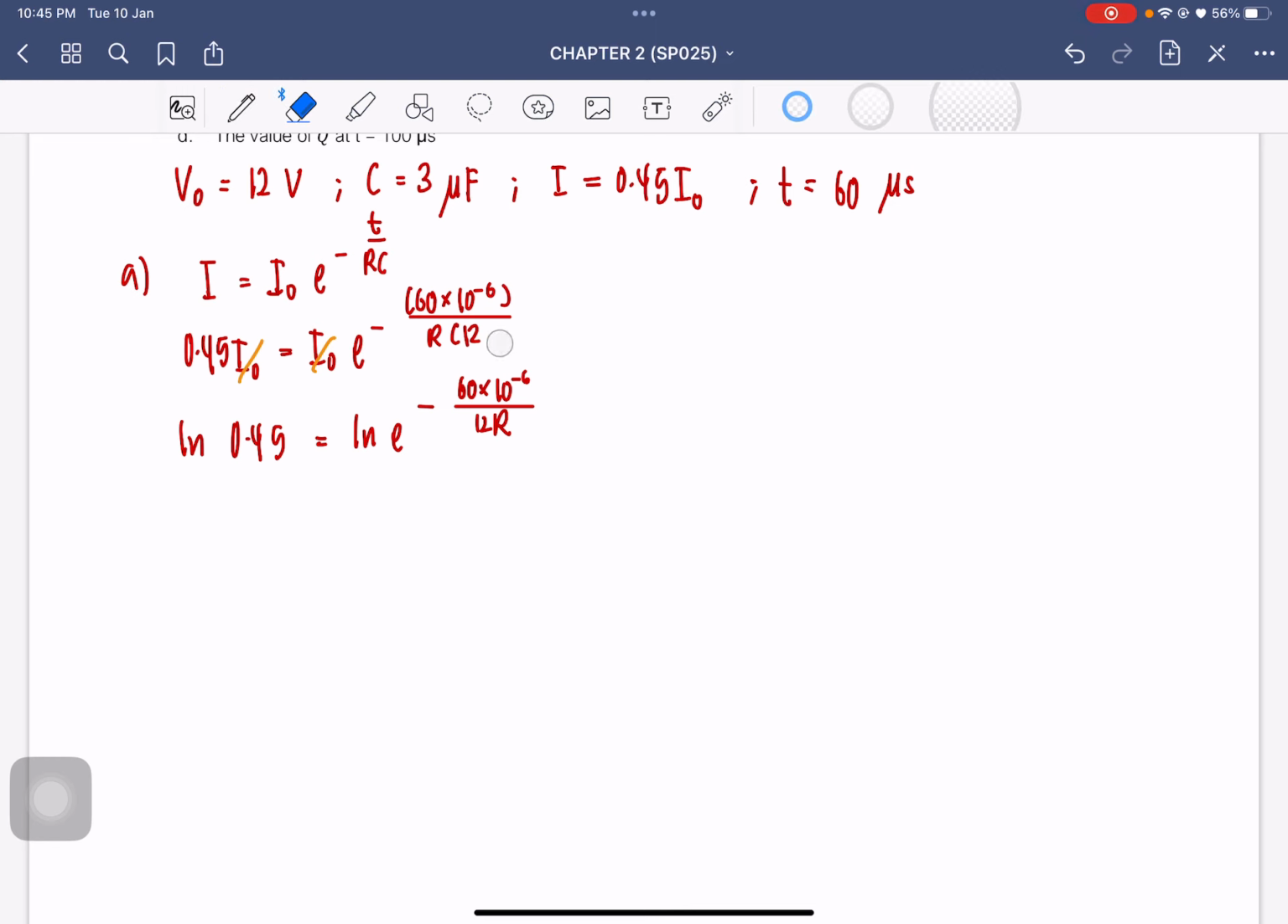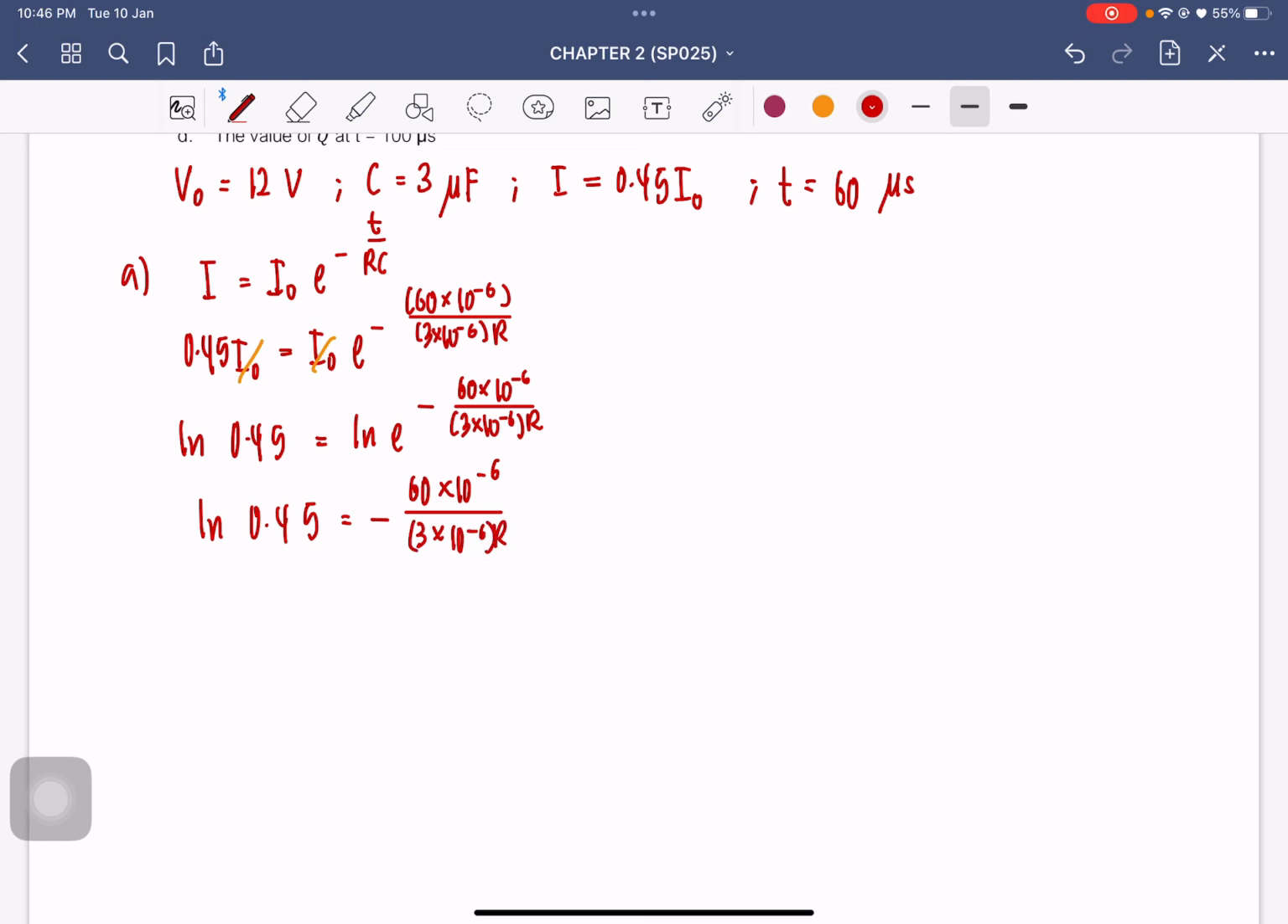C lah. Sorry, everybody. It's not volt, it's asking about C. C is 3 micro. So that is 3 times 10 negative 6 R. And then this is 3 times 10 negative 6 R as well. Okay, so ln e is equal to 1. So it's gonna be negative 60 times 10 negative 6 over 3 times 10 negative 6 R. Okay, so kira ni kamu akan dapat 25 ohm as the value of resistor.